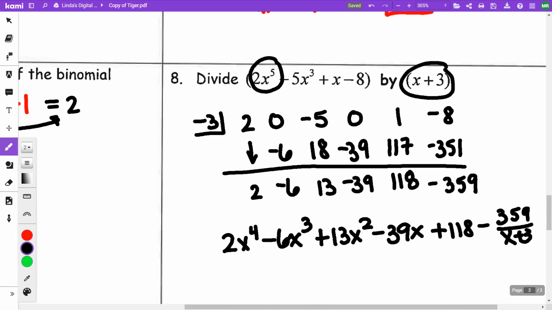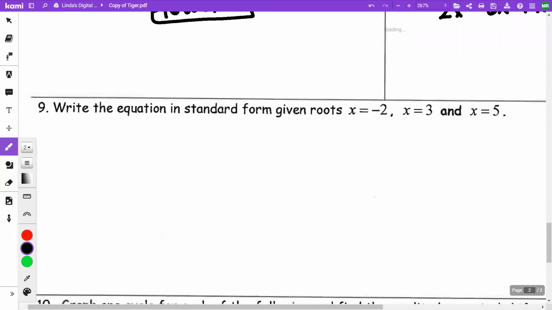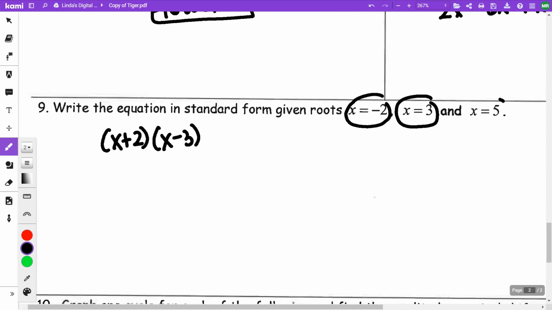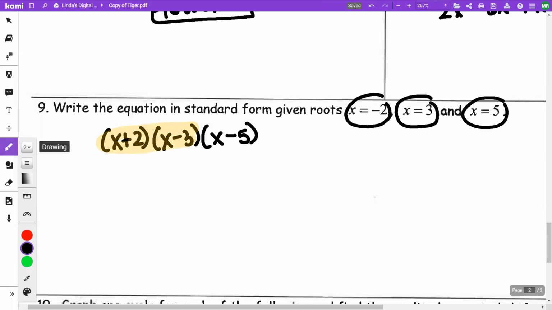On number 9, write the equation in standard form for this. So this is going to give me an x plus 2. This is going to give me an x minus 3. This is going to give me an x minus 5. So I need to multiply 2 of these together. And then I'm going to times that with the third thing. So these are going to become x squared minus x minus 6. And that's going to multiply with my x minus 5.